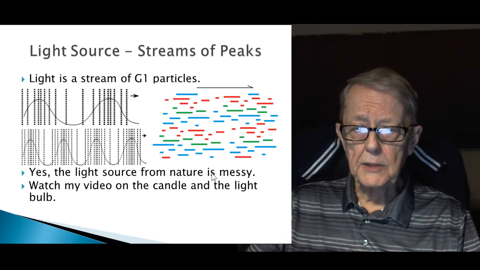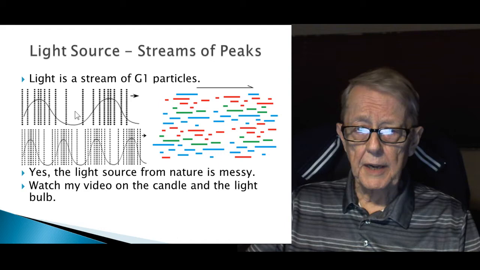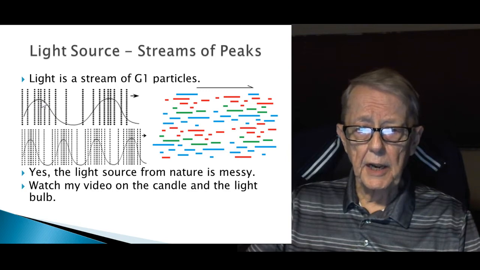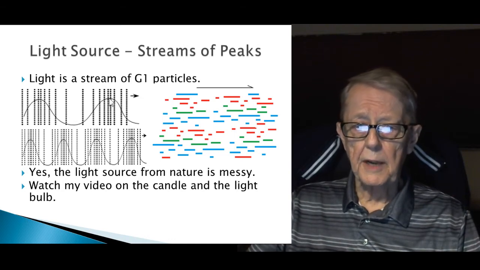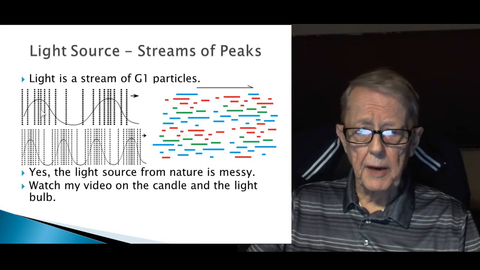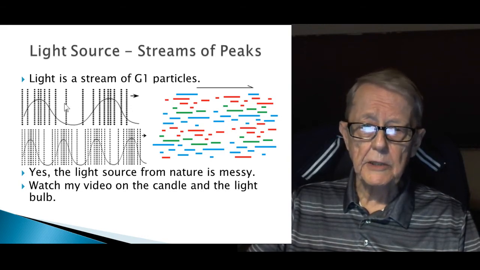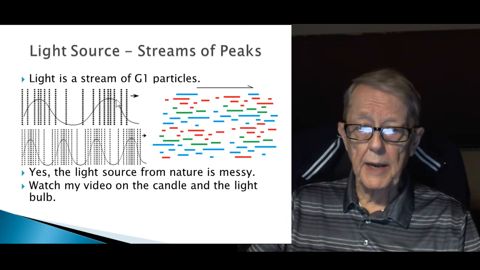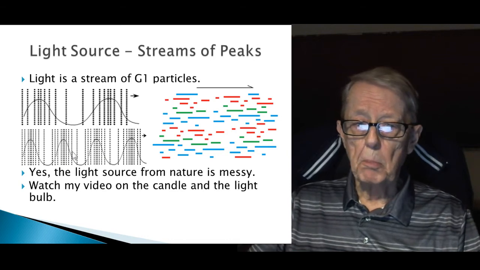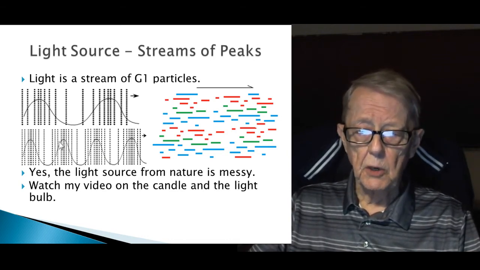Okay, light source. In the particle model, the light is a stream of G1 particles. The stream has a high density at the peak, almost no particles in between, and again, a lot of particles at the peak. This stream, light moving to the right, is intended to represent in general red because it has a long wavelength. And this one is intended to represent blue because it has a short wavelength.